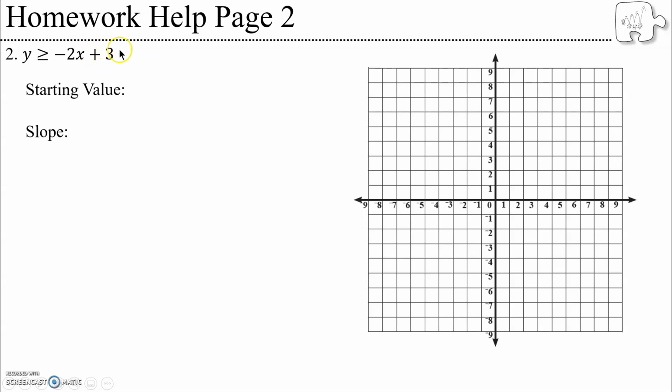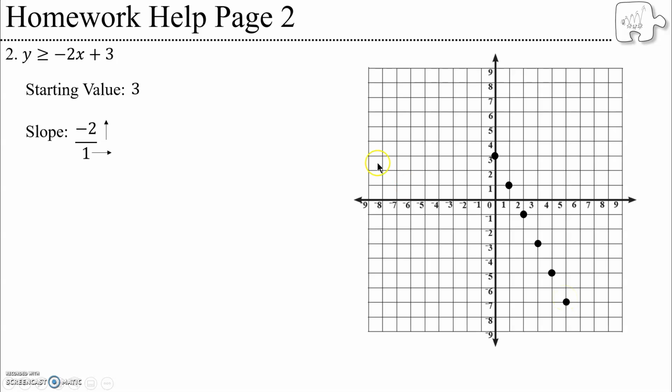So our starting value is b, so our starting value is 3. So let's mark it at 3. Remember, the starting value is always on the y-axis, never on the x-axis. And that makes our slope negative 2, which is the same thing as negative 2 over 1. Since it's negative, instead of going up, we're going down. So we go down 2, over 1, to the right, and repeat: down 2, over 1, down 2, over 1.